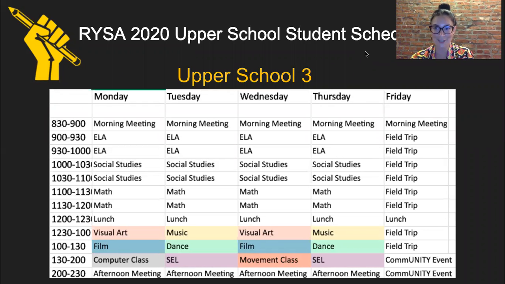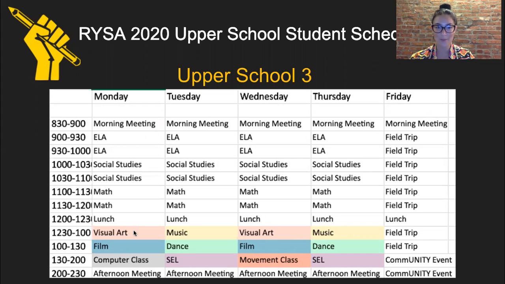For our student schedules, last but not least, our upper school 3 class. The order of their morning classes is as follows. 9 until 10 is ELA or English language arts. 10 until 11 is social studies. And 11 until 12 is math. They are offline for a half-hour lunch, and their afternoon schedule runs as follows.